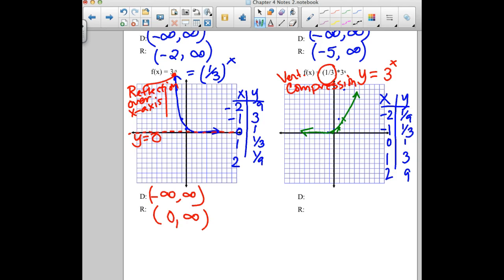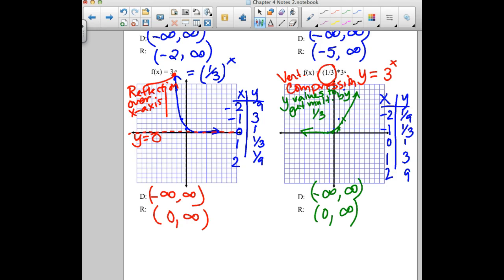All right, so the vertical compression caused our y values to get multiplied by 1/3. All right, domain, all real numbers. And our range, we're staying above that x-axis, so above 0.